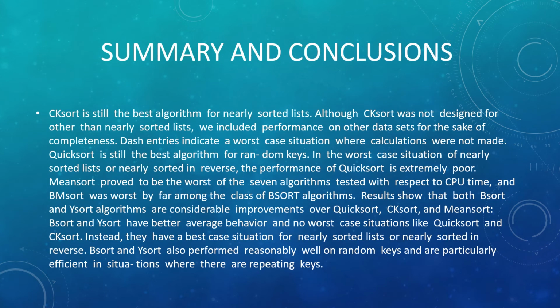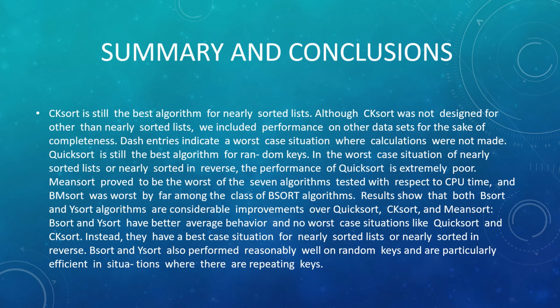Summary and conclusion. CK sort is still the best algorithm for nearly sorted lists. Although CK sort was not designed for other than nearly sorted lists, we include performance on other data sets for the sake of completeness. Dash entries indicate a worst case situation where calculations were not made. Quicksort is still the best algorithm for random keys.